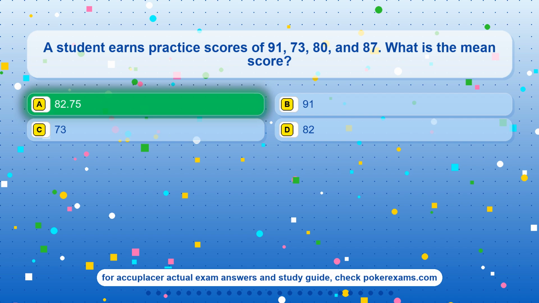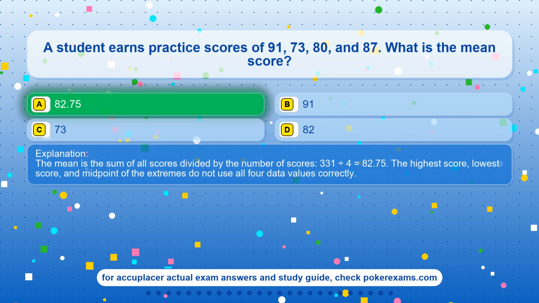The correct answer is option A, 82.75. The mean is the sum of all scores divided by the number of scores. 331 divided by 4 equals 82.75. The highest score, lowest score, and midpoint of the extremes do not use all four data values correctly.